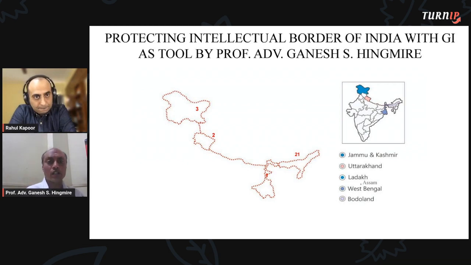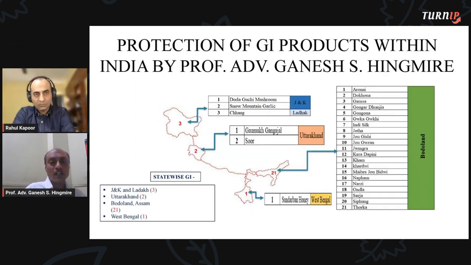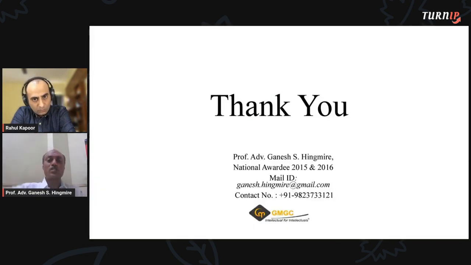This is how we are working to protect the intellectual border of India. You need not be a soldier always to protect your country's border, but you can protect your country's border intellectually. That's how we work on intellectual property protection at the border. State-wise, these are the different states where I work, and this is how we have protected intellectual property at India's border. In Maharashtra, I have had an opportunity to work on 49 GIs. And now we can take questions, whatever they may be.